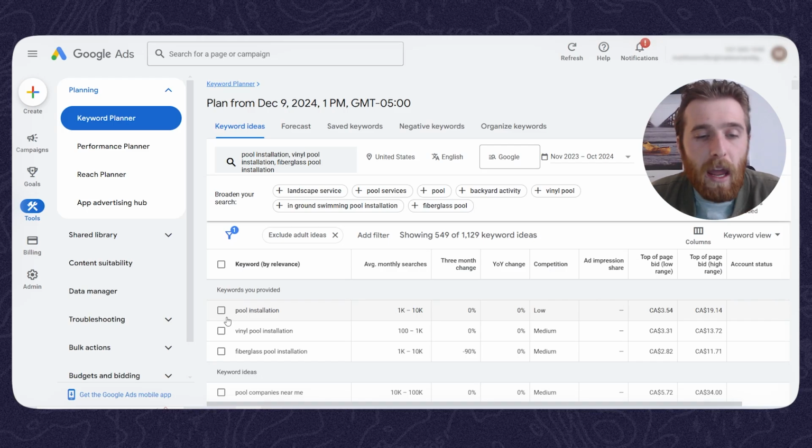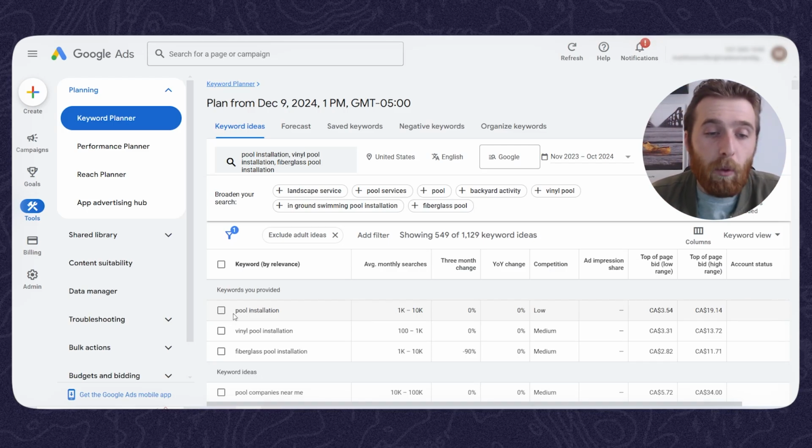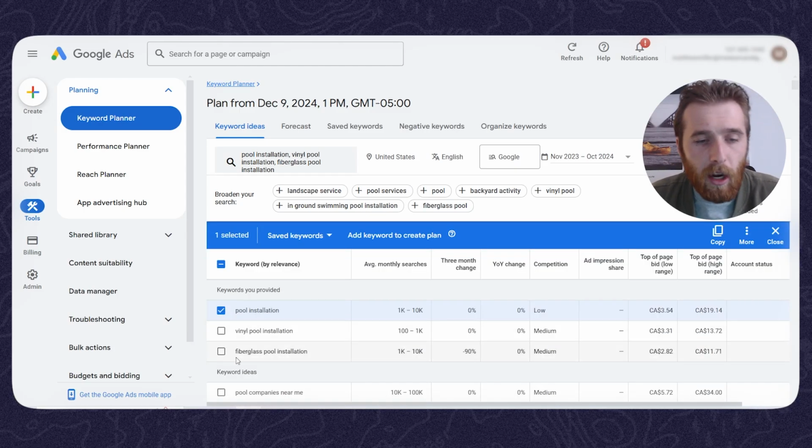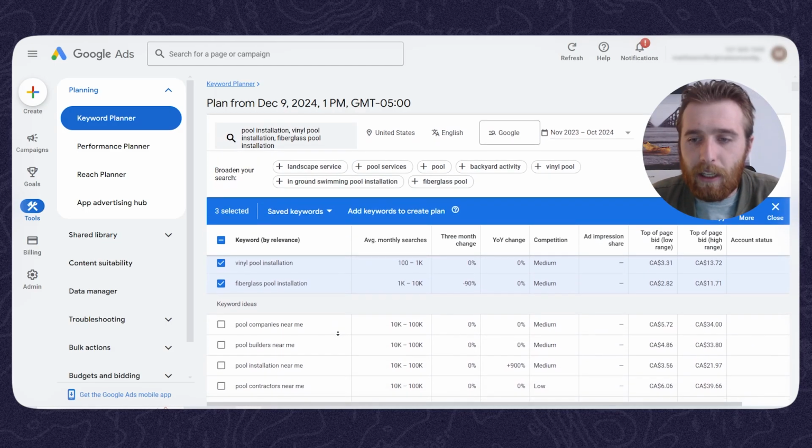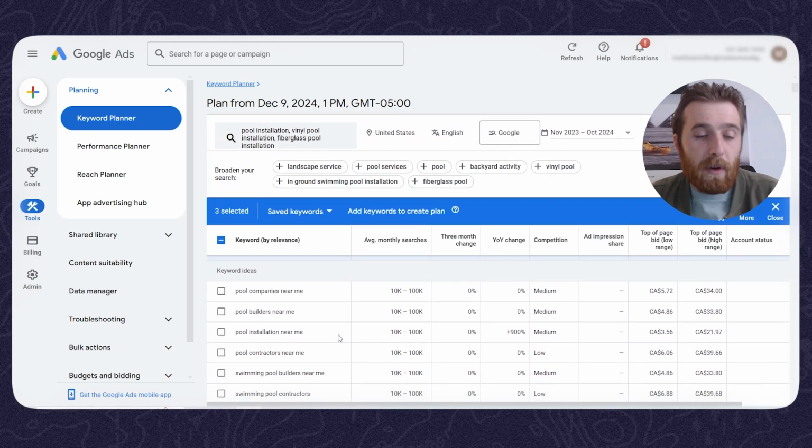I'd highly recommend, at least at the beginning, focusing on high buying intent keywords. It will make your campaign a lot more successful and a lot more profitable at the beginning. Later on, you can always test keywords like pools, but I would recommend definitely going after those high buying intent keywords. Pool companies near me, sometimes this is a good one, sometimes it's not.